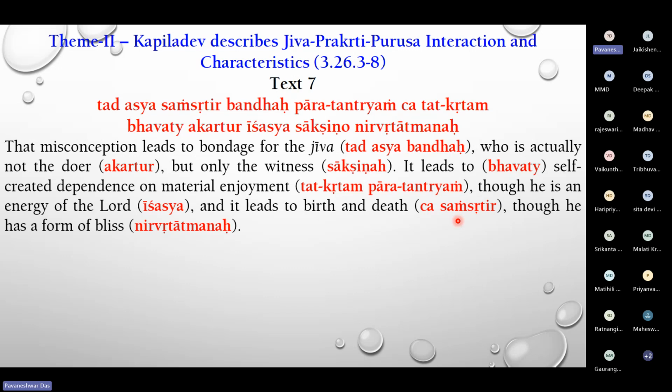So this understanding leads to self-created bondage or dependence for material enjoyment because I'm in this body, I'm the doer, and hence I'm supposed to be the enjoyer of the fruits of my activities. Obviously, it will come. So one becomes dependent on enjoyment. Though one is the energy of the Lord, though one is Isha, this kind of material enjoyment leads to repeated birth and death. If you do material enjoyment, we are forced to take birth again and again by karma. Though one has a form of bliss. Jiva, in one's constitutional position, is made up of Sachidananda, always supposed to be in Ananda. But because we take material bodies, we go through difficulties. That is what is true.